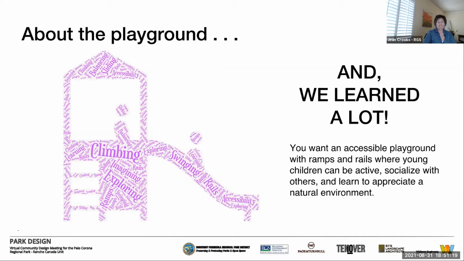And you want a playground. Of course, a park needs a playground, but you want it to be an accessible playground. We want this to be a state-of-the-art playground for all children of all abilities. And that is really important, so that we need ramps and rails to keep them safe. We want activities so they can socialize with each other and be active and learn to appreciate a natural environment. The design for the playground should be more natural instead of steel. So you want it to blend into the environment.